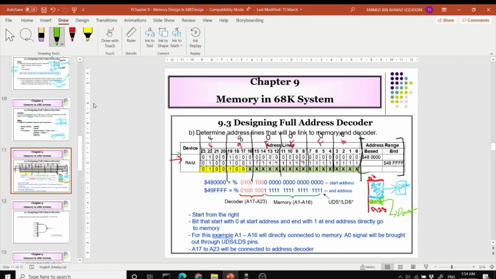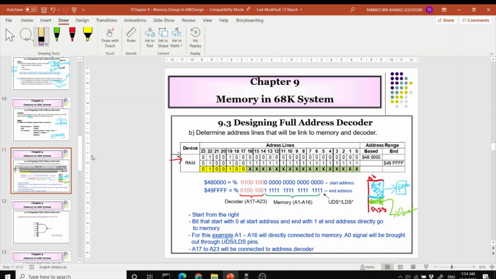So how do you determine which part of your address pin is connected to your RAM and which part is going to be connected to your decoder? So now you need to figure that out. Let me erase this first. The way we figure that out is first you need to determine on your address bus which pin changes.